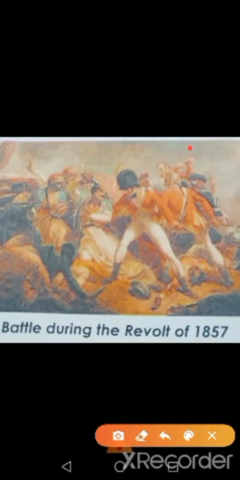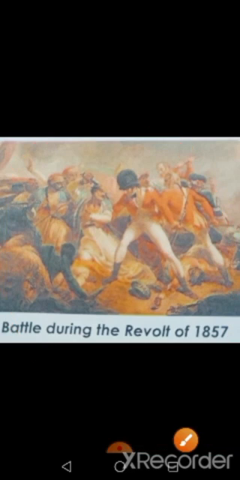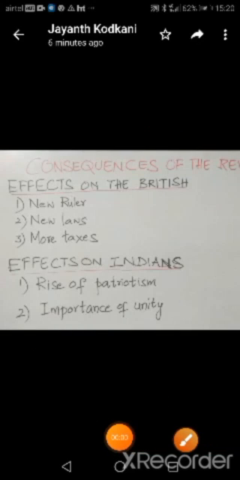This is the picture of the revolt of 1857. Now you have learnt about the reasons of the revolt. Today let us study about the consequences of the revolt, that is the results of the revolt. What are the consequences, children? The revolt has consequences on both the British and the Indians. The effects are on both the British as well as on the Indians.